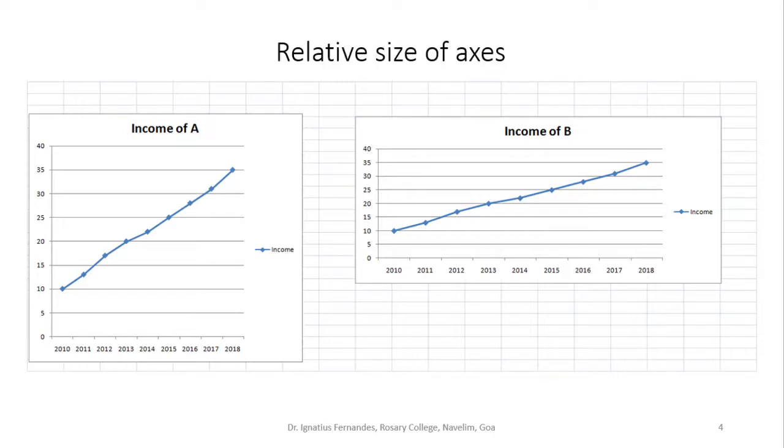So it's important that you keep the relative size of the two axes, x-axis and y-axis, proper. And universally what we follow is, if the x-axis is say 10 centimeters, then the y-axis should be around 7 to 8 centimeters, approximately 75%. So the y-axis length should be around 75% of the x-axis. So this is one rule that we usually follow.